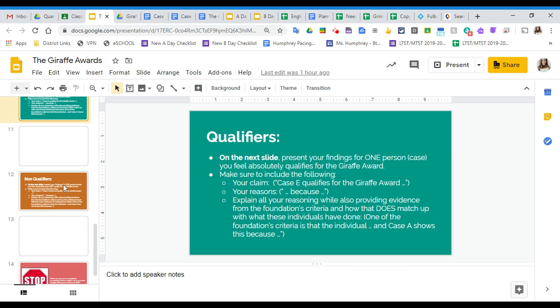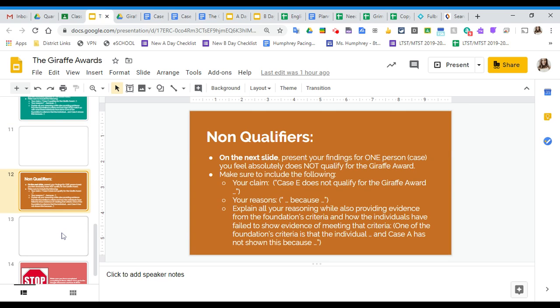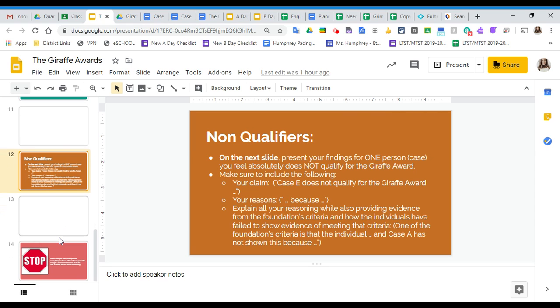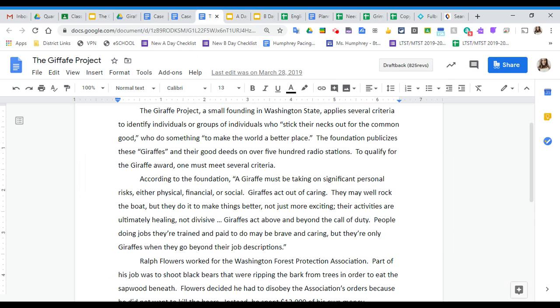And then the same thing for the non-qualifier. You want to find somebody who just really doesn't qualify for much. Like when you look at the criteria example here, you're seeing that, okay, this person doesn't really qualify for any of these things.